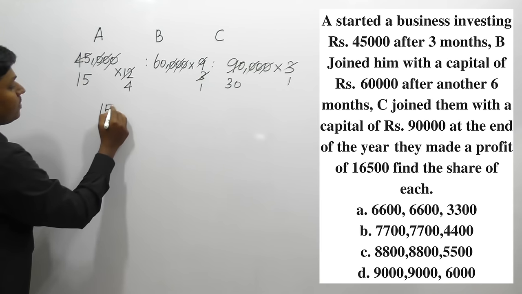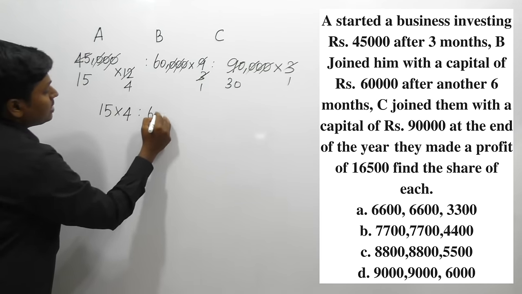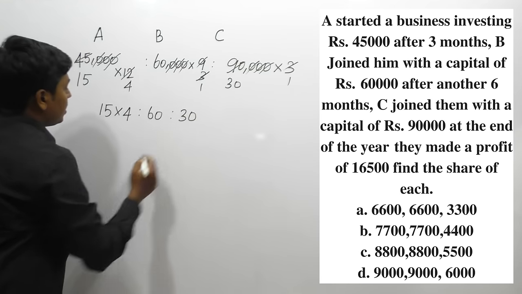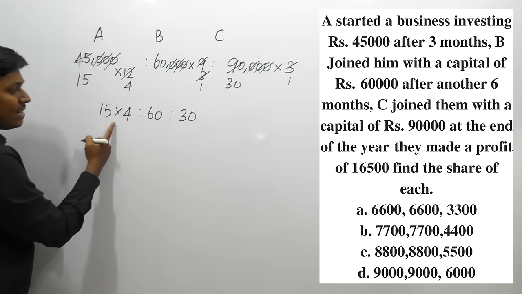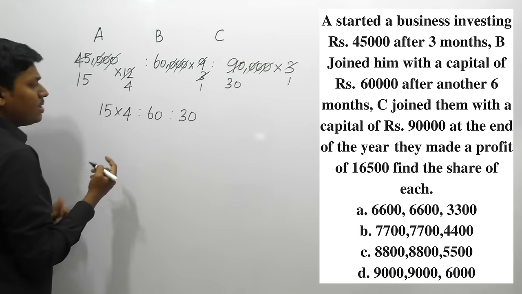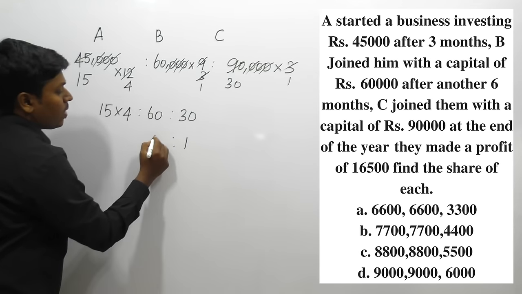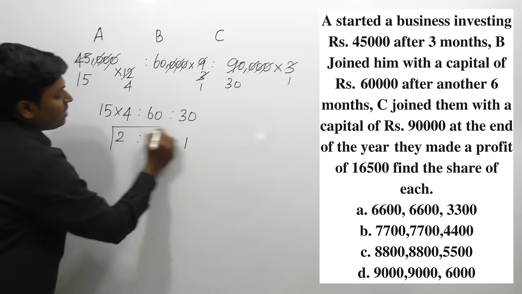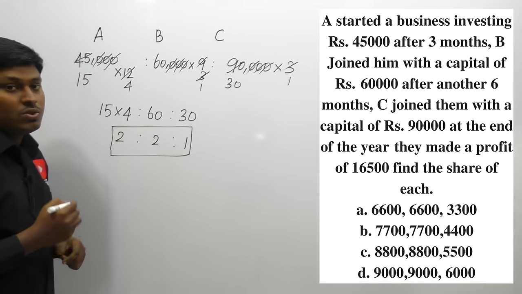So this will be 15 into 4 is to 60 is to 30. So friends, I think this 15 into 4 will be 60, right? So 60 is to 60 is to 30. So finally we can say that the ratio will be 2 is to 2 is to 1. So friends, we have calculated the ratio, that is 2 is to 2 is to 1.